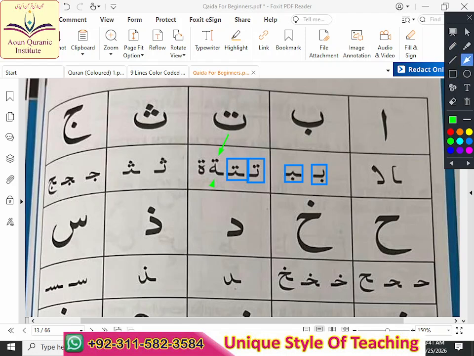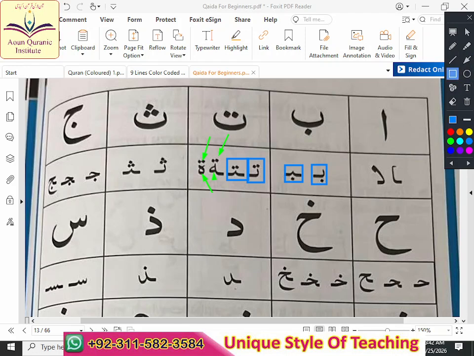There will be Ha. You know this is Ha, right? Ha with two dots. Sometimes this will become a Ta. Like this is also Ha, right? But if you see there are two dots, then you can say Ta. Without dots it is Ha. Is that clear? Yes.